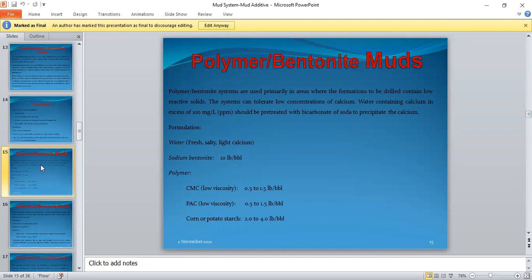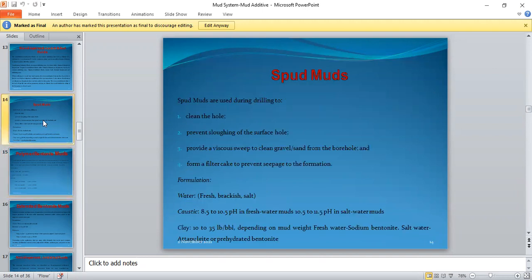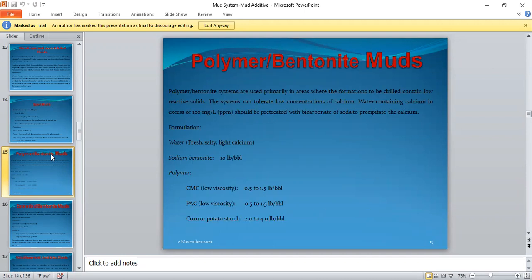Remember, as the well goes deeper, your simple mud is being converted to a more complex mud. You start with bentonite, you start with spud mud, and now you're drilling more. You are adding more polymer to it. You must make sure that your bentonite is less than 10 pounds per barrel. And now we have a lot of polymers we can add.